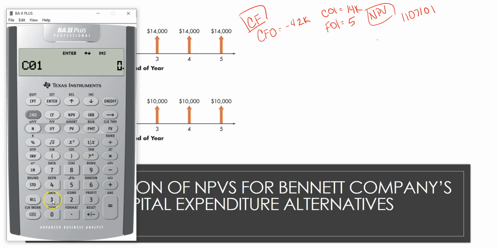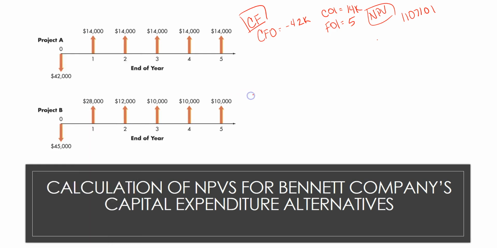Cash flow at time period 1 is $14,000. Enter to save, and we can scroll down and put in a frequency of 5. If you don't like to use frequencies, the default is 1. You would just type in $14,000 5 times. Press the net present value button. Your discount rate here is 10%. Enter, down, compute. $11,071.01. So now let's do the same thing for project B.